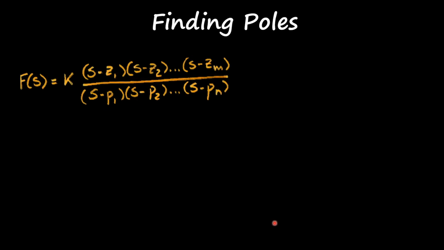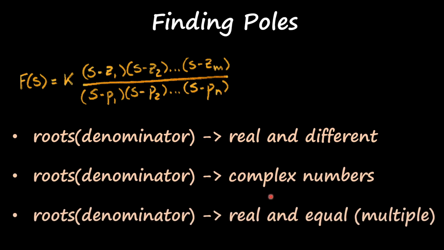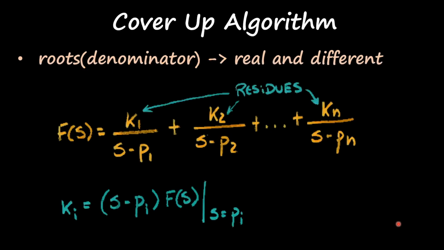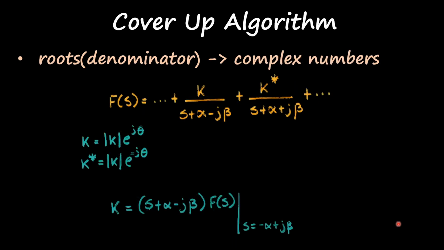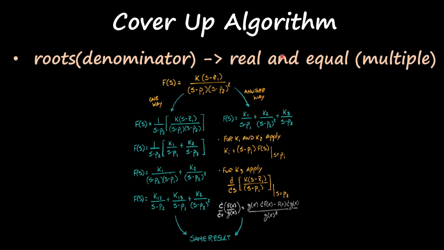Now, the goal here is to find the poles, the roots of our denominator. They can come in three flavors: real and different, complex numbers, or real and equal, which can be a multiple of them. In previous videos we saw an example of real and different poles, as well as an example with a complex number, and we applied the cover-up algorithm. This video is going to focus on the real and equal, or multiple, poles that are the same. We're going to learn two ways of doing that.